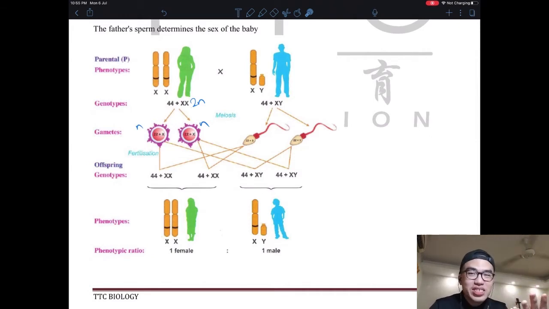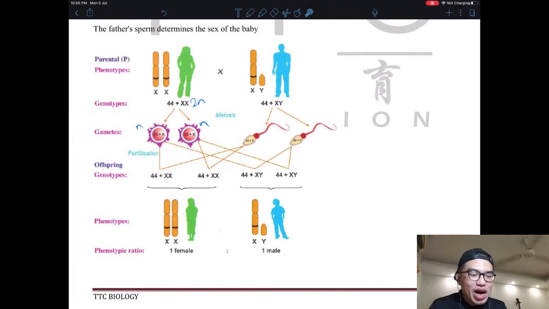But for your daddy, it's different. When he does meiosis, half of his sperm is 22X, half of his sperm is 22Y, because he has Y. So who determines the gender of the baby? For sure, it's your daddy. Last time, we used to blame the woman for not being able to give a male heir, a male child. That is not the fault of the female. The female has no Y chromosome. It's the fault of the male. So your daddy determines your gender.